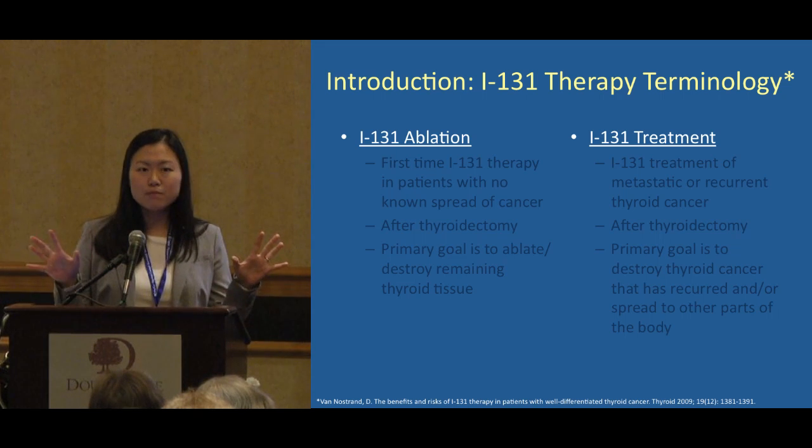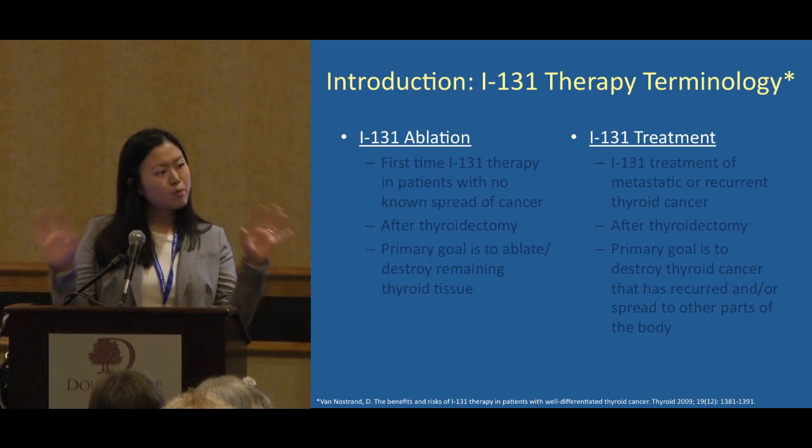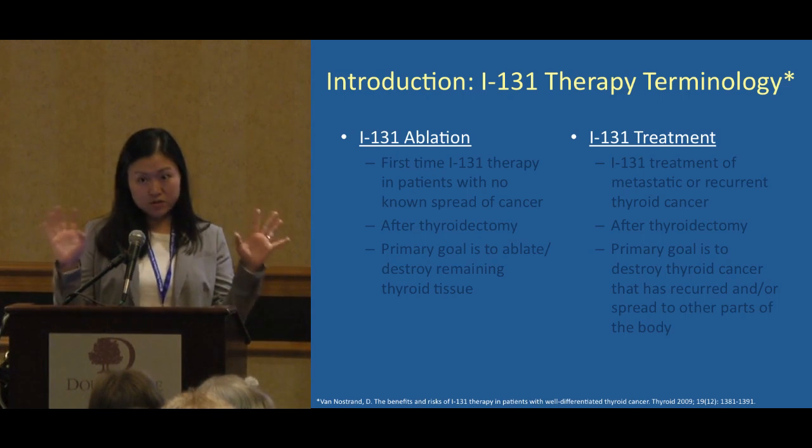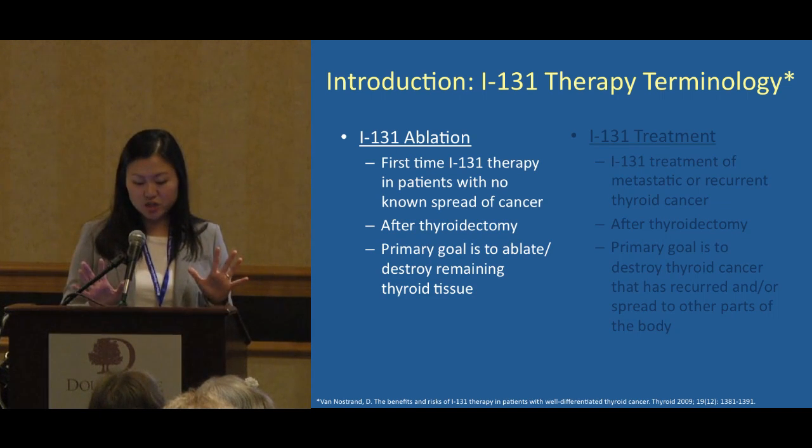So ablation and treatment, in both cases you use radioactive iodine, but you have a different therapy purpose for those two different types of therapy. So we're going to discuss that. So what is I-131 ablation?